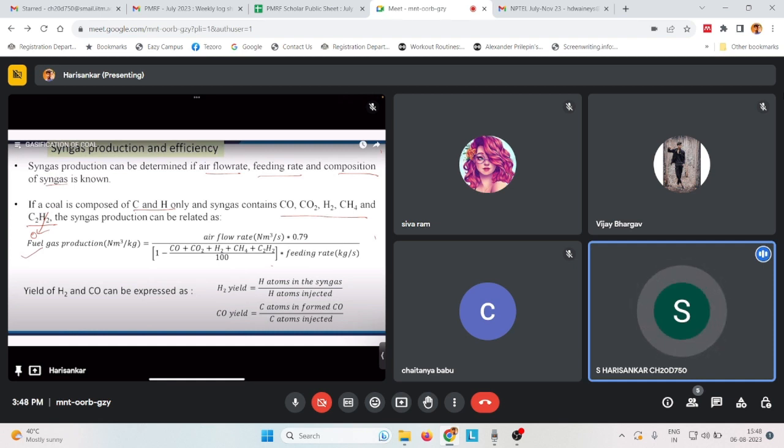Right, fine. So this derivation, we'll definitely see how we can derive this formula. But again, as you mentioned, this is usually just a balance. Whatever air flow rate that we have, we apply a lot of these nitrogen balances and all those things. But definitely we'll look into it in detail.